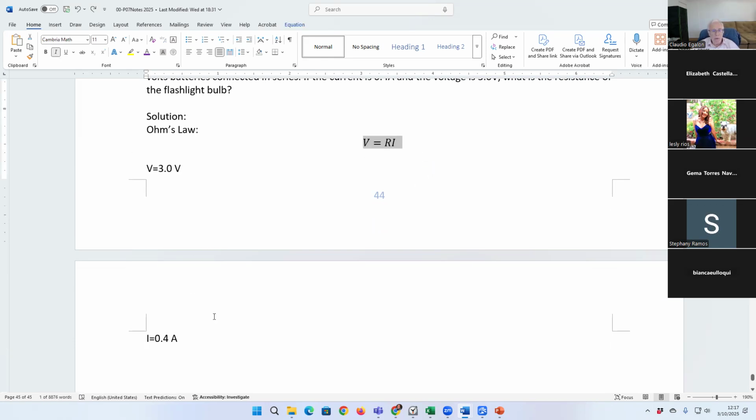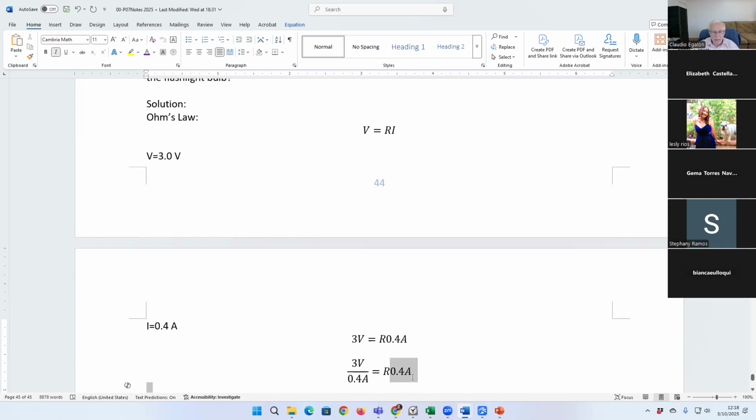3 volts here. I is 0.4 amps. And then you solve for R. Three volts divided by 0.4 A, like that. And what we end up getting here is 7.5 ohms.